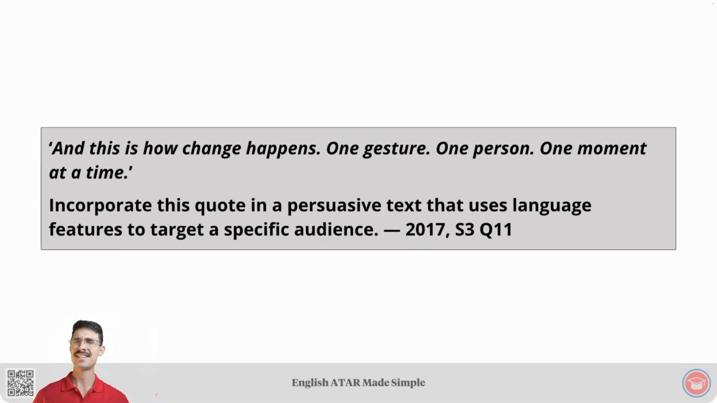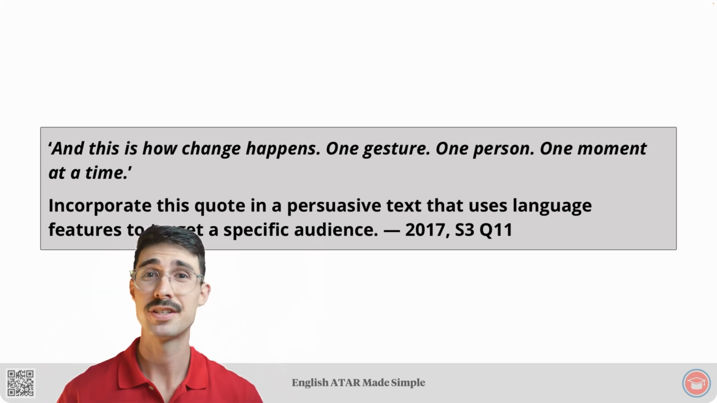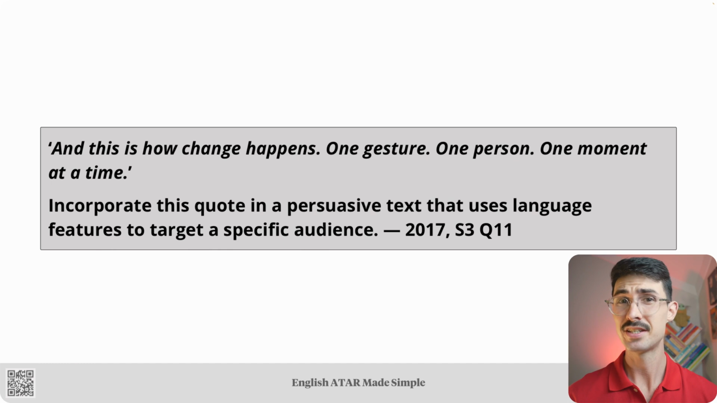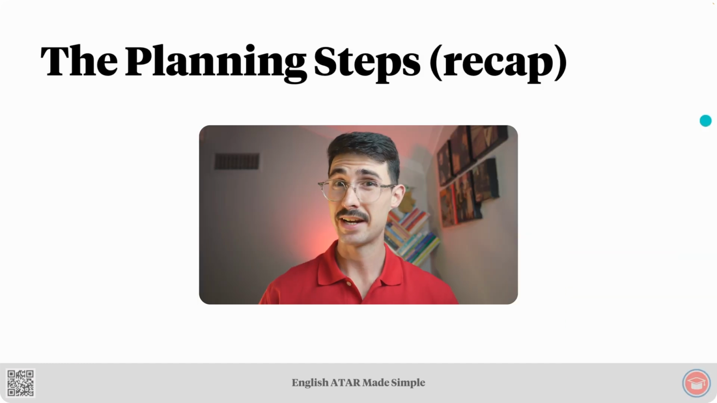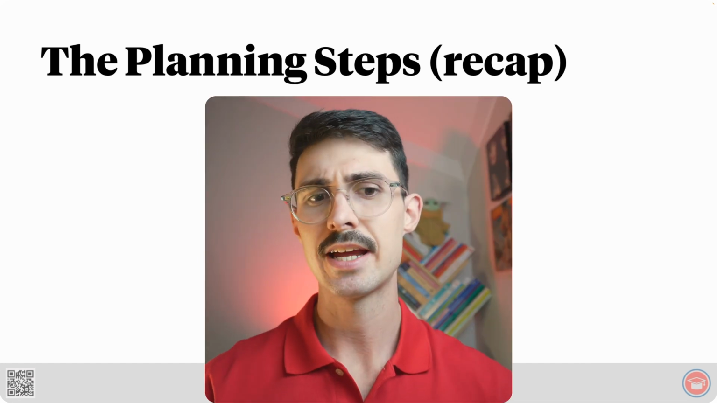"And this is how change happens. One gesture, one person, one moment at a time." Incorporate this quote in a persuasive text that uses language features to target a specific audience. Here's a recap of the planning steps, namely step 5 of those steps. Pause the video, check out the underlined elements.